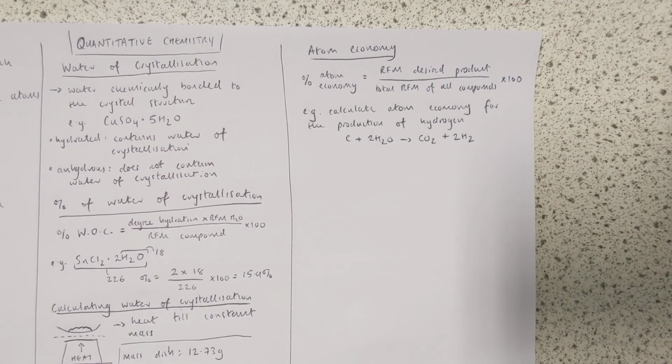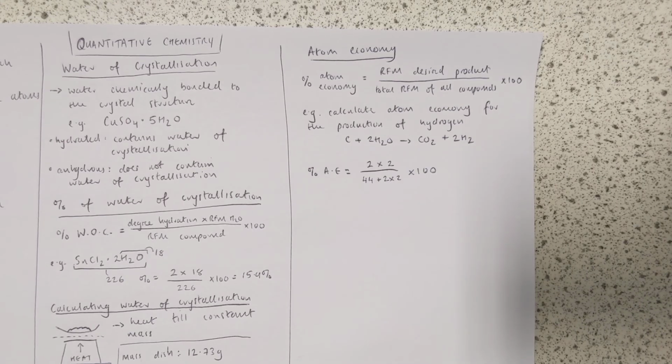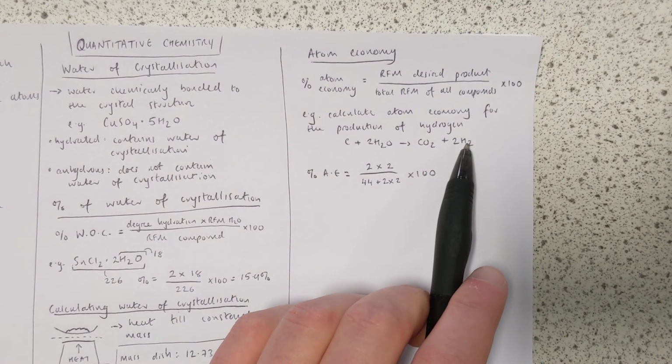What they will give you is a chemical equation, which we have here: C plus 2H2O goes to CO2 plus 2H2, and it will give you some indication about which of those products is the one you're trying to make. It says here production of hydrogen, so we can assume that the H2 is the desired product. To work out the percentage atom economy in this case, we take the RFM of the desired product, which is H2. H2's RFM is just 1 plus 1, which equals 2.